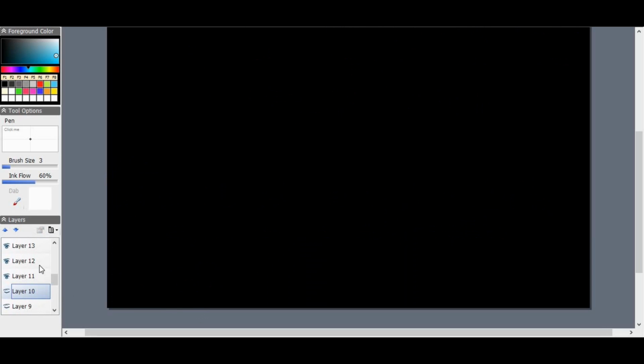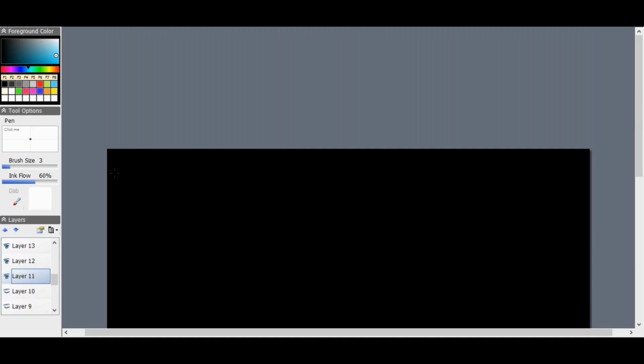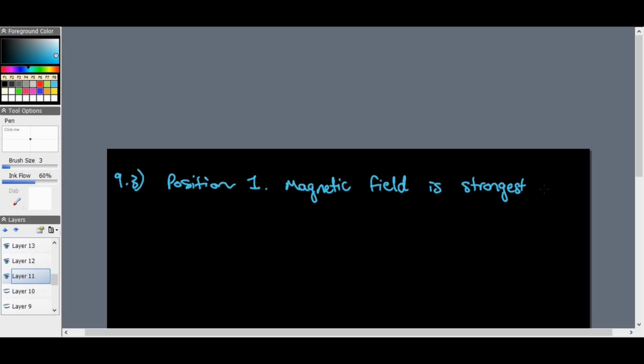Okay, let's pick a different layer and write down position 1. So for 9.3, I'm going to write down position 1. And that's because the magnetic field is strongest at the poles of a magnet. It's right at the south pole, so it's definitely going to have the strongest magnetic force reading over there.